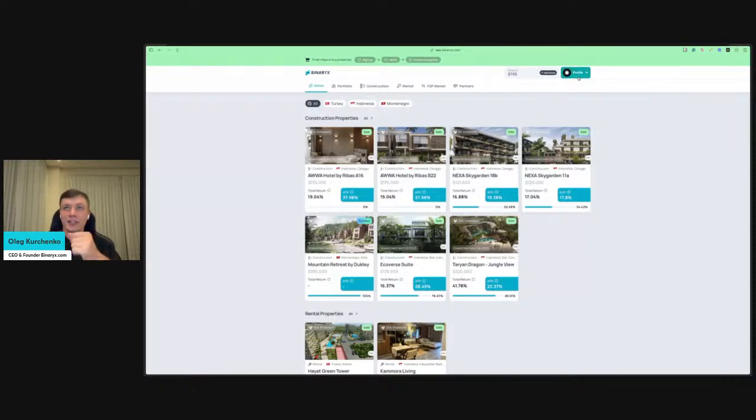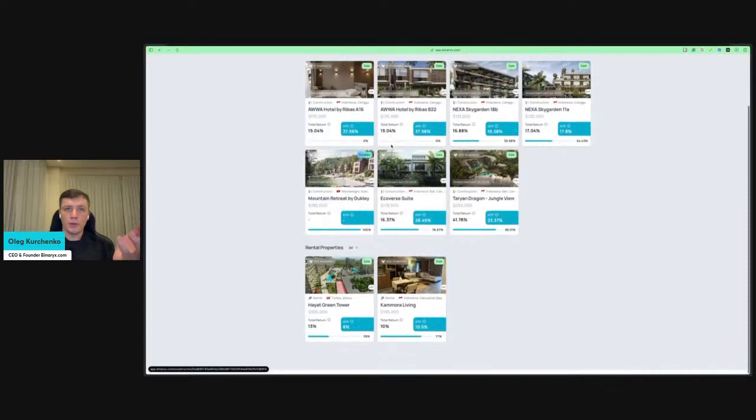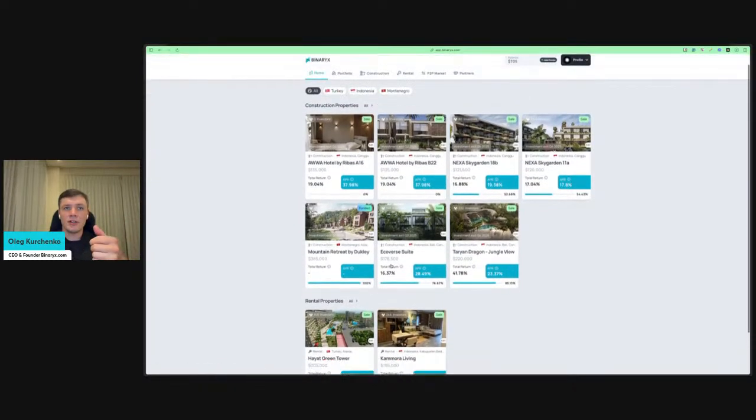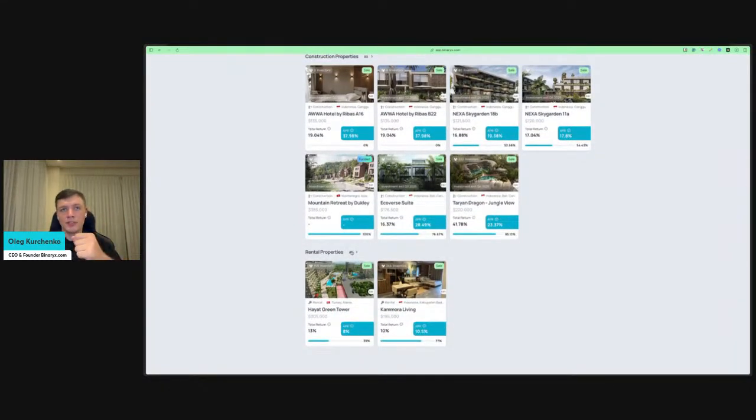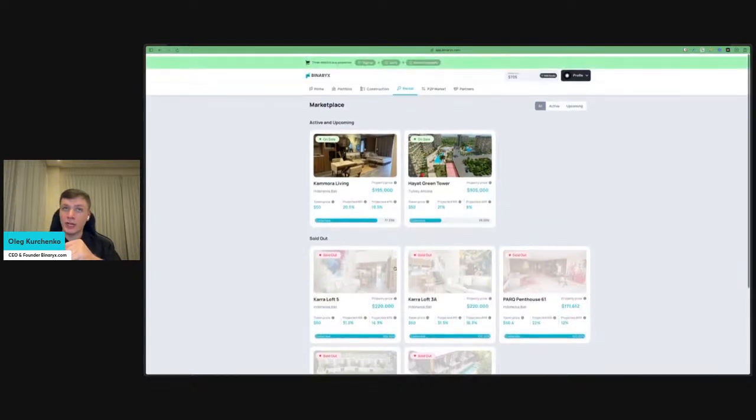So after you click the button sign in, sign up, and pass the authorization and registration procedure, you will receive that kind of view. And here you can see all information, your balance. You can pass verification because we ask our investors to pass verification for additional security purposes. And you can go across the different properties. We have rental properties here. You can see those are properties that are active right now. Here are a few sold out properties.